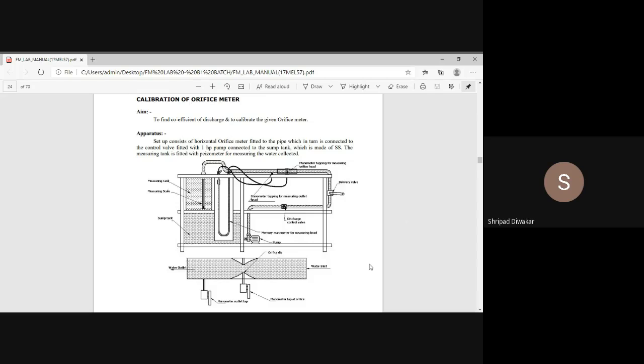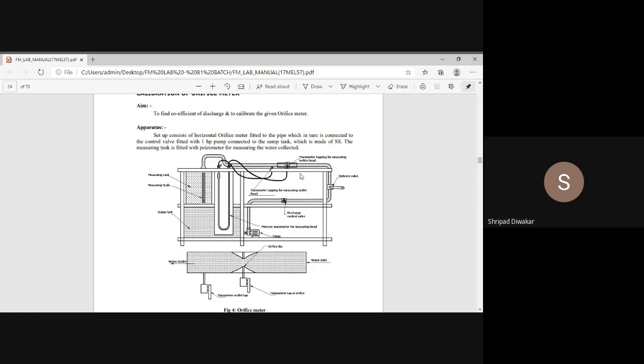P1 by rho g plus V1 square by 2g plus Z1 equals P2 by rho g plus V2 square by 2g plus Z2. Where P1 by rho g is called the pressure head, V1 square by 2g is called the velocity or kinetic head, and Z is called the datum head. Okay. So this is about the experiment.